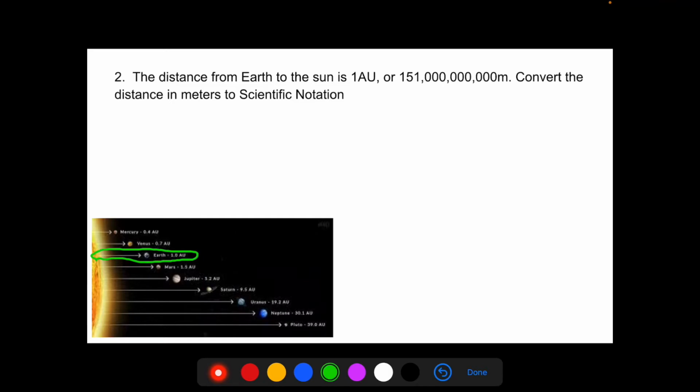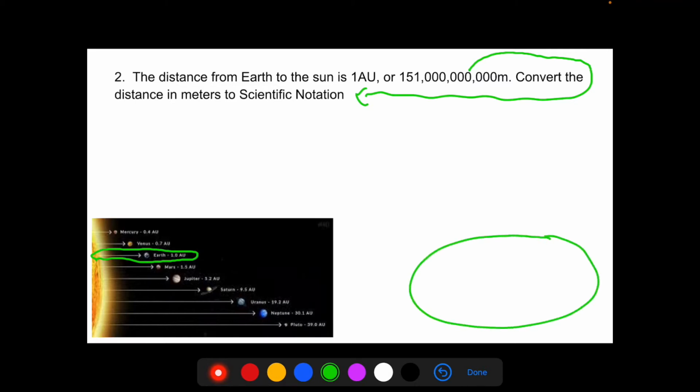Okay, so what are we being asked for? We're being asked to convert this number into scientific notation. Okay, so my answer down here, it's certainly going to be in meters. Make sure you put units. And if it's scientific notation, I'm always going to have something times 10 to the power of something else. So I like to go ahead and write those.